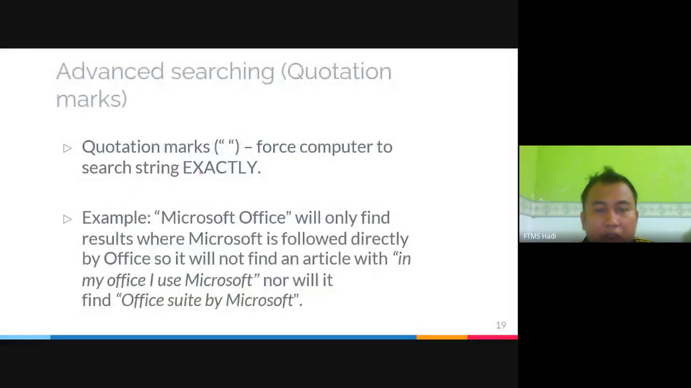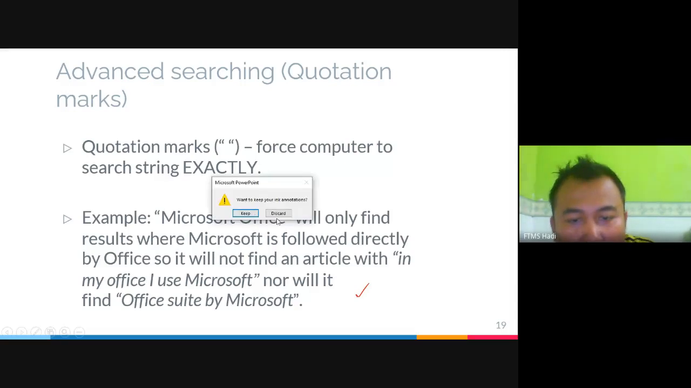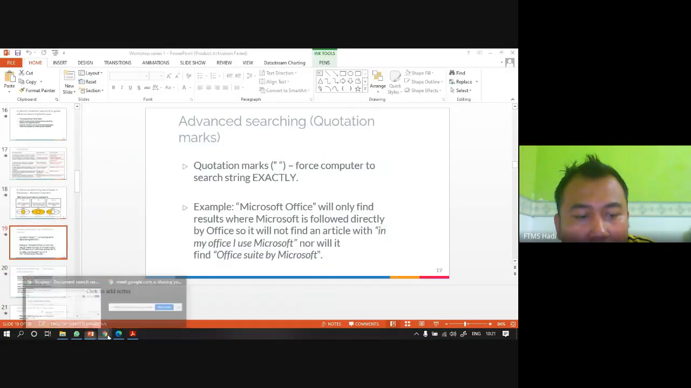Quotation marks force the computer to search the string exactly. For example, "Microsoft Office" will only find results where Microsoft is followed directly by Office. You might feel that this is confusing, so let me show you the difference between using quotation marks and not using quotation marks.